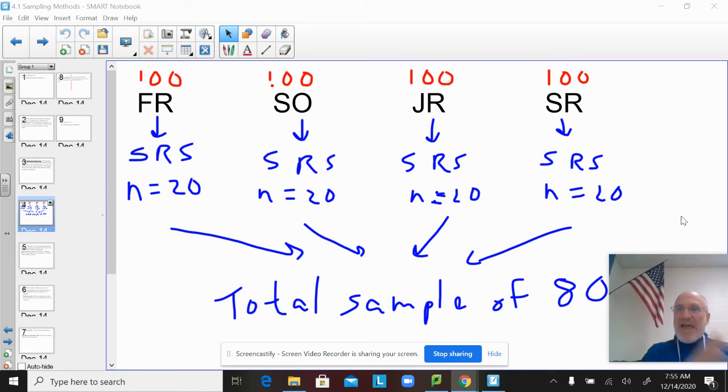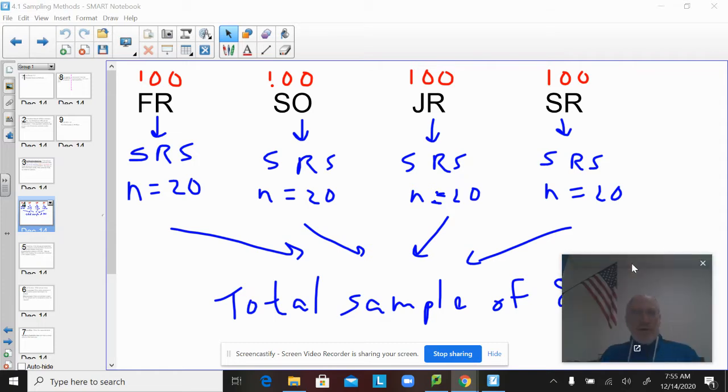So this is a really good way to take a sample if the population has groups, and if those groups probably have some sort of differences from group to group. Within the group, they're similar, but from group to group, they're different. That's when you use a stratified random sample. We take an SRS within each strata, combine those to make our overall sample. That's the first way to do it.